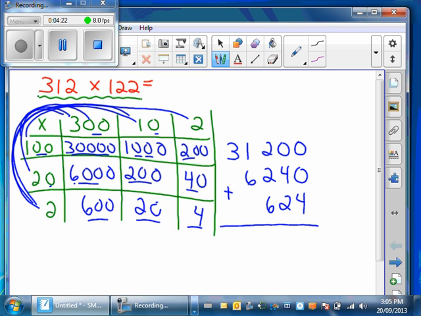Now all we have to do is add up the totals. 4, 6, 10, for a final tally of 38,064.